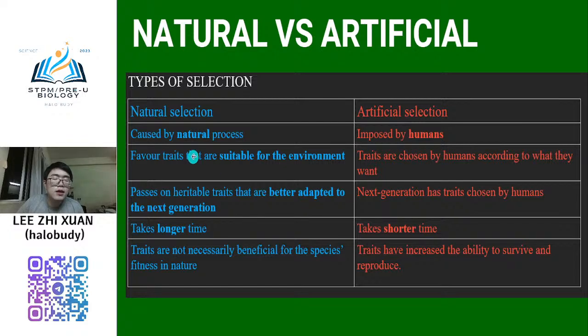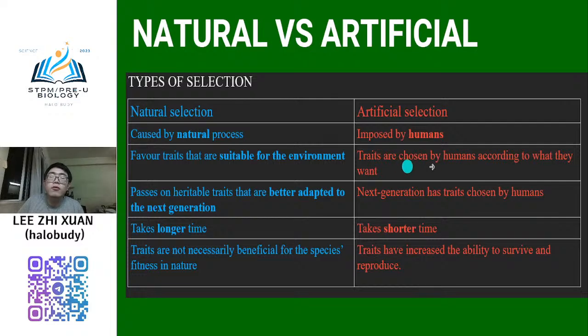Similarly, this is the difference. Natural selection favors traits that are suitable for the environment. Why does selection occur? Because the organism needs to adapt to that kind of environment. For example, when the environment is no longer suitable, it needs to select a kind of phenotype that is able to adapt to that environment.